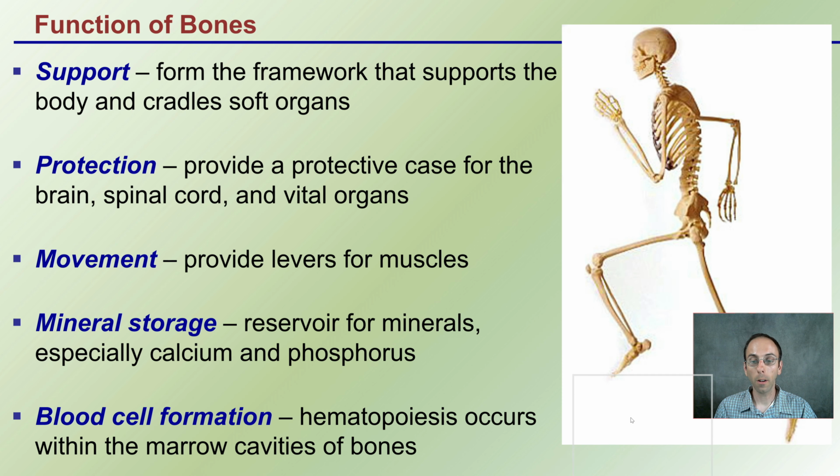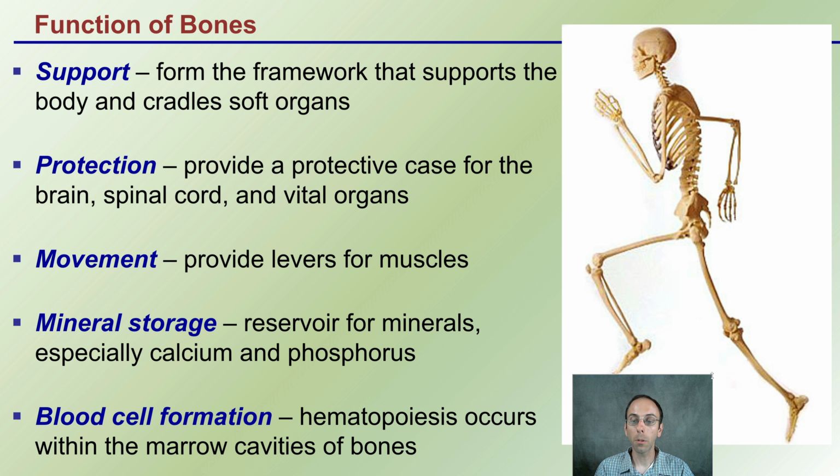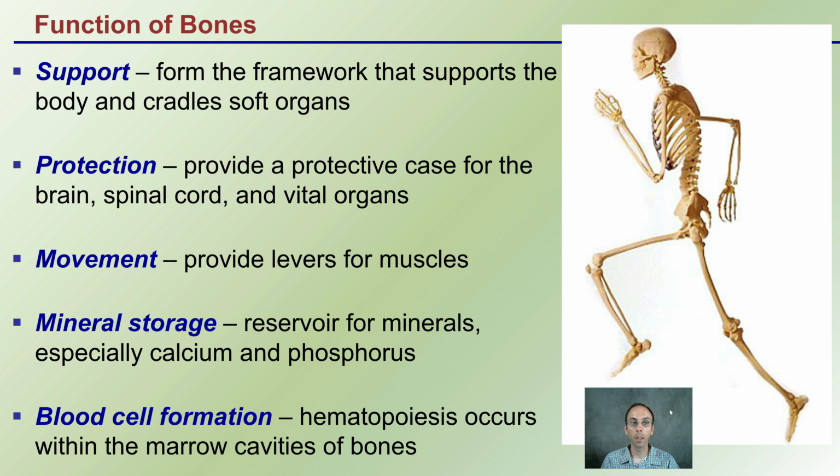Now, some functions of the skeletal system in general might be very obvious. They support the framework and cradle the soft organs that you have. That helps provide protection for the brain, spinal cord, or vital organs. The spinal cord runs right down the vertebrae, all encased in bone there. It's responsible for movement. It gives the muscles something to pull on. It gives that lever system for muscles to pull on.